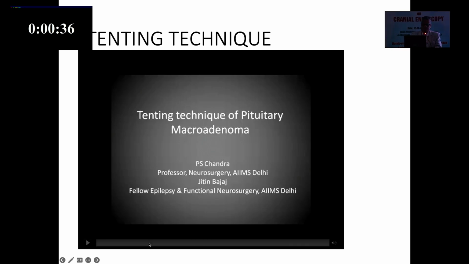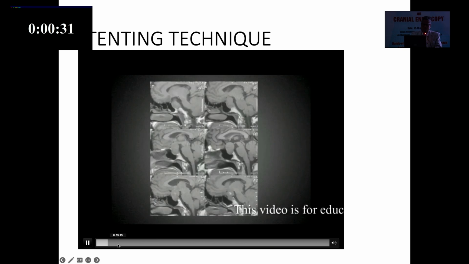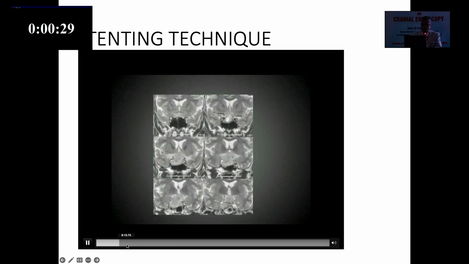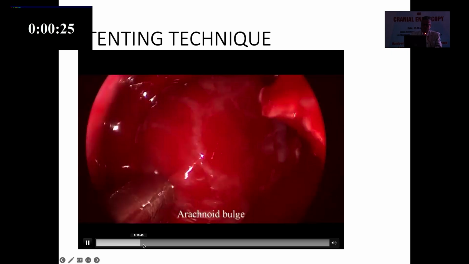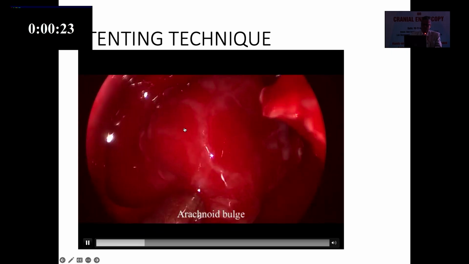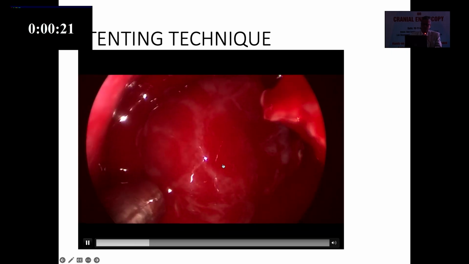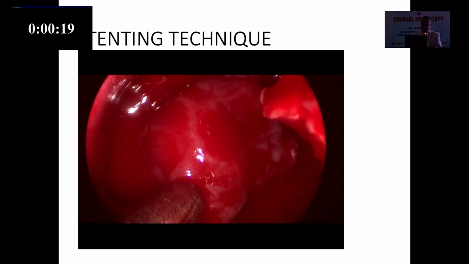So this is a technique which has been described well, but people don't actually realize it. So once you remove the tumor, what one needs to do is, you will have an arachnoid bulge, and it will give you a false impression that you have removed the tumor completely.